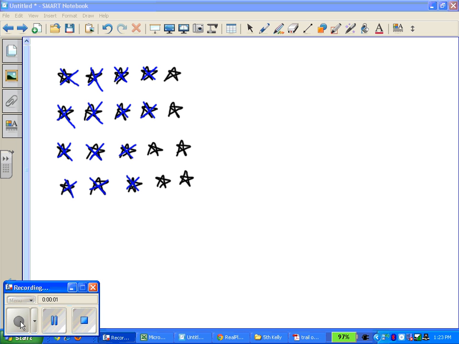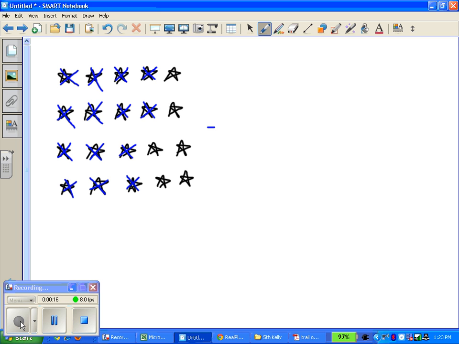Review of what we were working on today. If I had a group of stars and you wanted to figure out what portion of the stars have been crossed out, there are several ways you can do it. The first thing is you want to see, first of all, we're going to write it as a fraction, what would the denominator be? So you want to see how many stars there are.